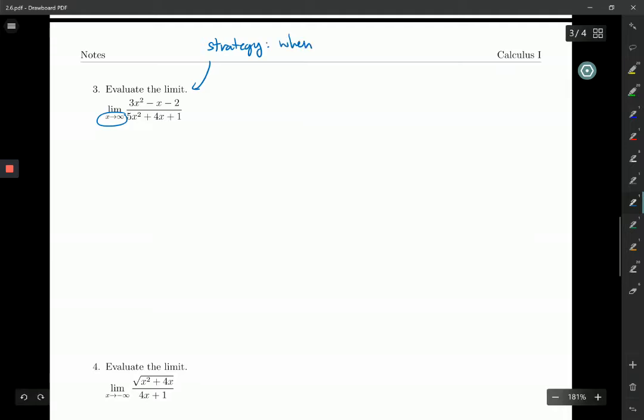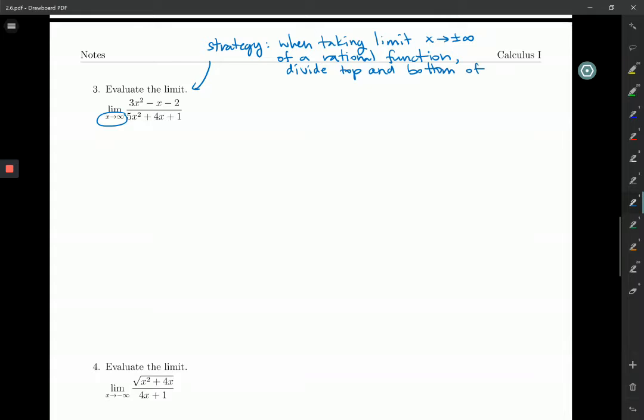So when we're taking the limit as x goes to plus or minus infinity of a rational function, like the one that we have right here, then our strategy is going to be to divide the top and bottom of the fraction by the highest power of x in the denominator, or I'll just say the highest power in the denominator, because we may not always be using x as our variable, but the highest power of the variable that appears in the denominator.